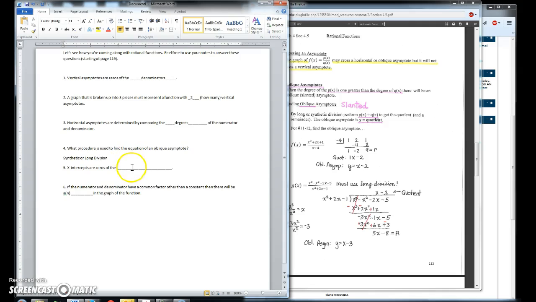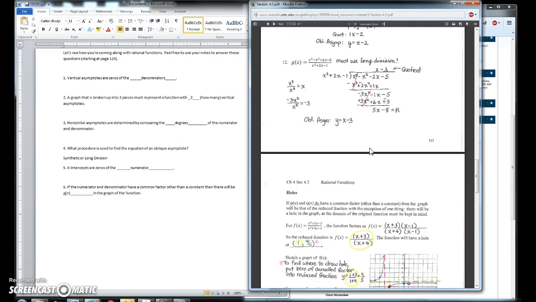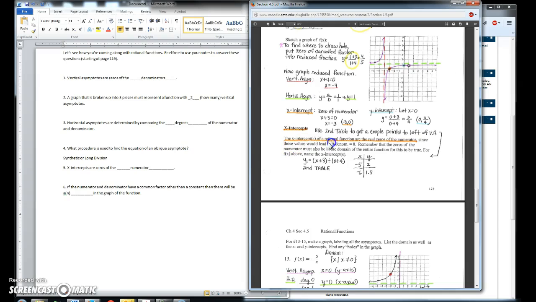And then x-intercepts are zeros of the numerator. And we talk about that right here. It says the x-intercepts of a rational function are the zeros of the numerator.